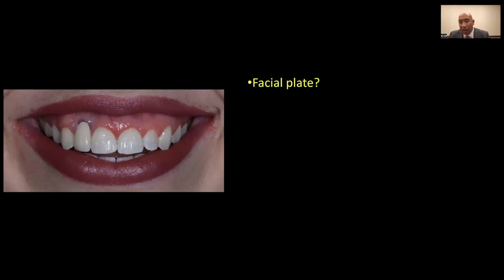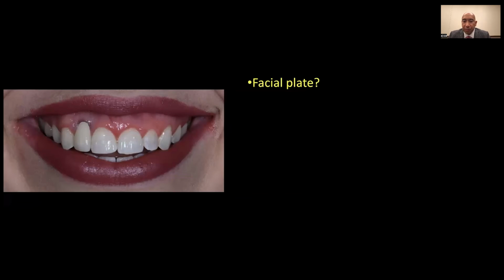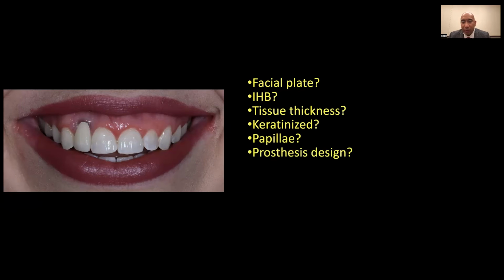But before we get started, I have to ask myself some questions. Is there a facial plate? Well, if you look backwards, yeah, there's a facial plate. How's the interproximal height of bone? Well, it looks really good. Tissue thickness is okay. It's not thick, it's not thin. It's good. The tissue is keratinized. There are papilla. They're narrower papilla than the other contralateral teeth.